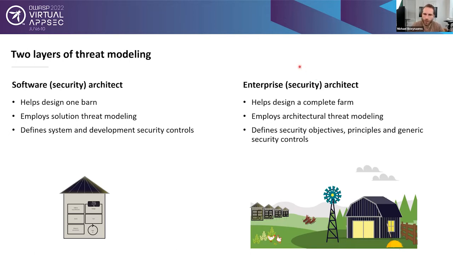On the right of this slide, you see enterprise security architecture. It's not better, it's not worse. It's just a different role with different goals and different responsibilities. And this kind of person helps design a complete farm. And our argument is that this kind of person can employ architectural threat modeling, what we're going to present in this slideshow, to actually reach that objective. And that's one of the very important differences, in my view, between solution threat modeling and architectural threat modeling. The actual goals of architectural threat modeling are much different. We want to define security objectives, security principles, and more generic security controls. So we are at a higher level of abstraction compared to the solution architecture.